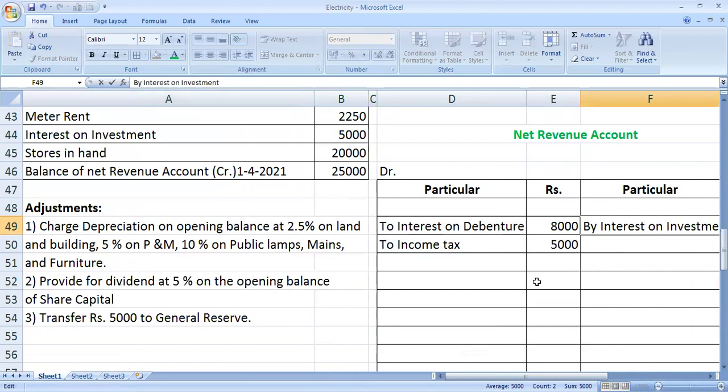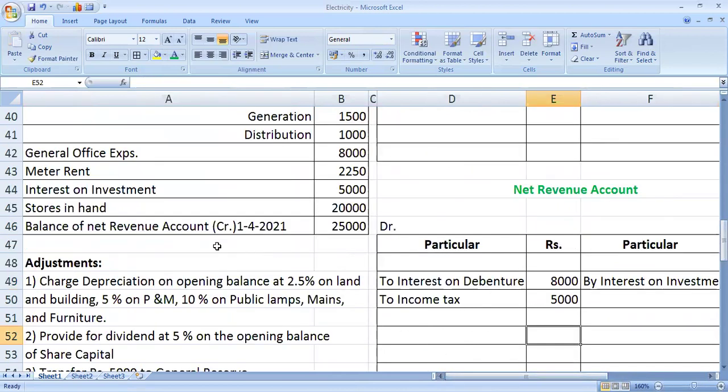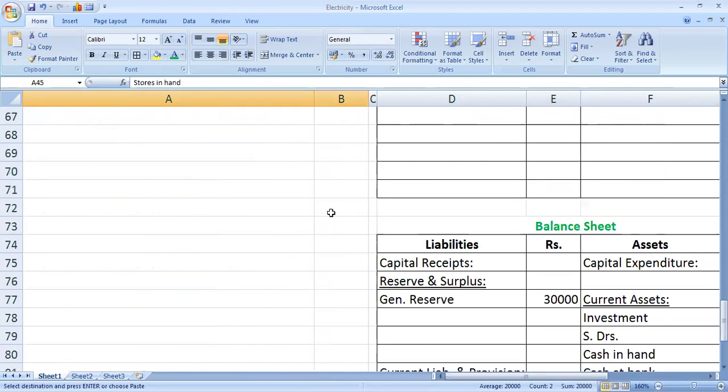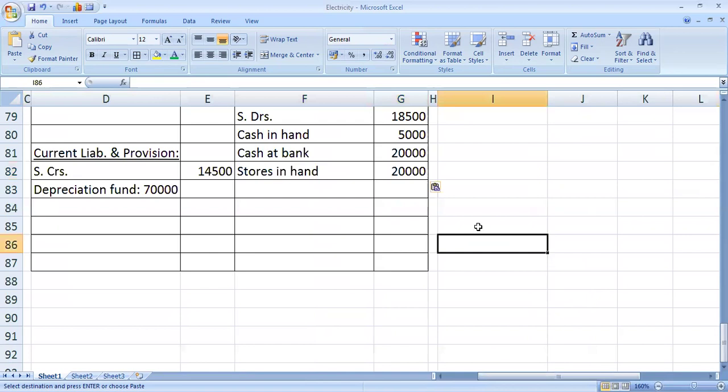Interest on investment, rupees 5,000. The next item, stores in hand. This is a current asset, goes to the balance sheet asset side under the heading of current assets. Stores in hand, rupees 20,000.